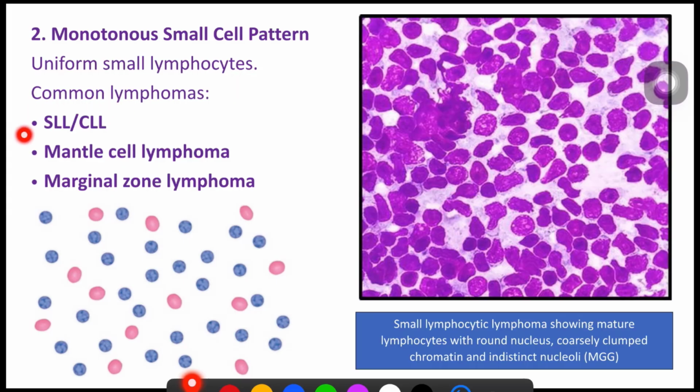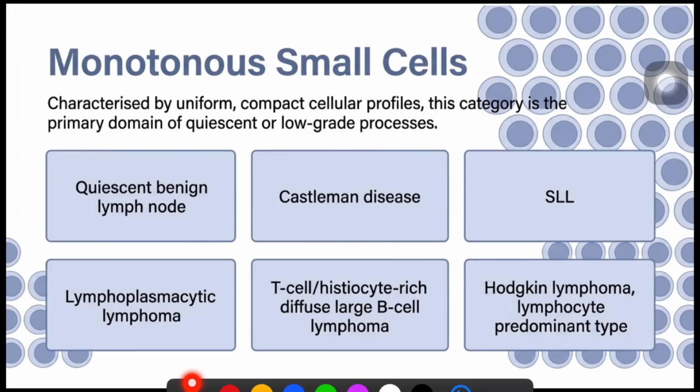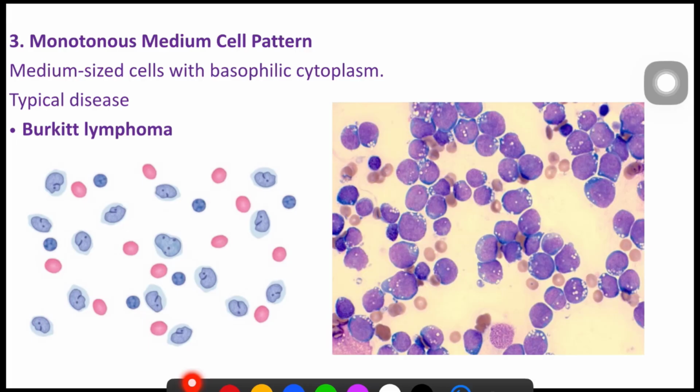Most common lymphomas are small lymphocytic or CLL, mantle cell or marginal zone lymphoma. So, here is the monotonous small cell pattern, where you have to compare with the RBC. So, you can easily identify this is the small cell pattern. So, here these are the monotonous small cell pattern in the MGG stain. So, monotonous small cell pattern, mostly SLL is the commonest, but these are the other conditions where you can find monotonous small cell pattern. Now, medium cell pattern.